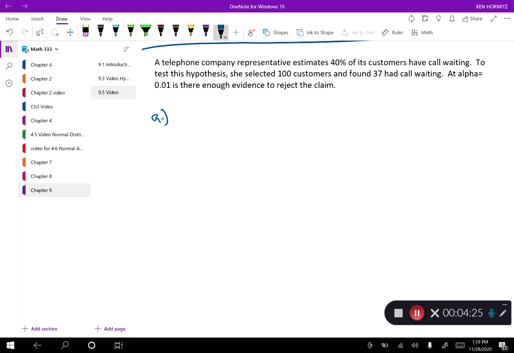So our first step is we need to find our null hypothesis, which would be that p equals 40% or 0.40. Our alternative, since we're not given any sort of a direction, is that our proportion is not equal to 0.40.